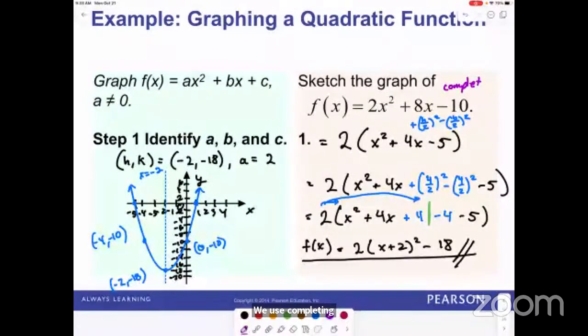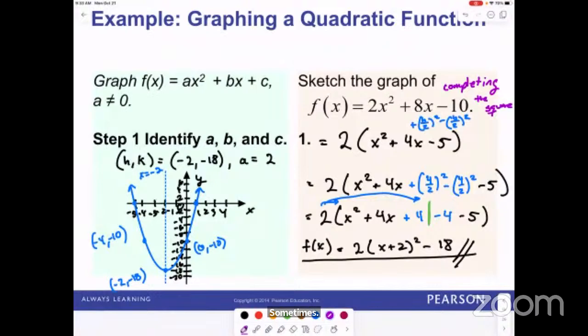Siri, spell the word completing. Completing. C-O-M-P-L-E-T-I-N-G. Okay. Sometimes, you know. Anywho.